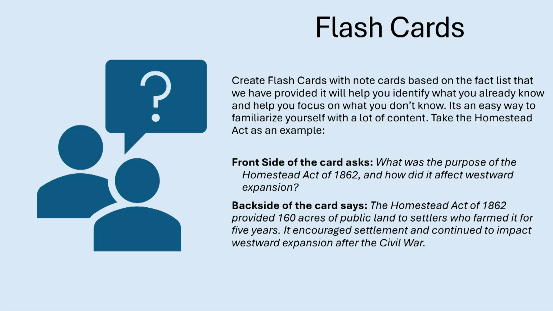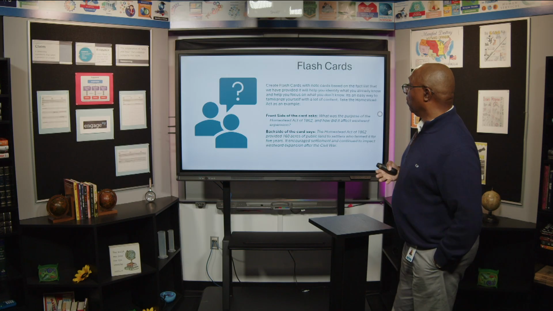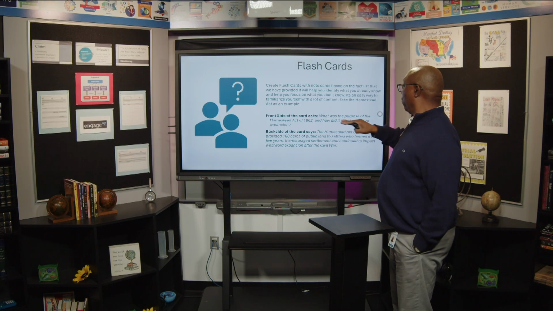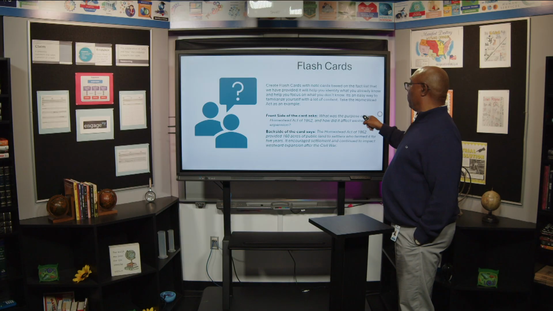Let's take the Homestead Act, for example. What we want you to do is just get you a 5x7 note card. And on the front side of the card, ask yourself a question. What was the purpose of the Homestead Act of 1862? And how did it affect westward expansion?